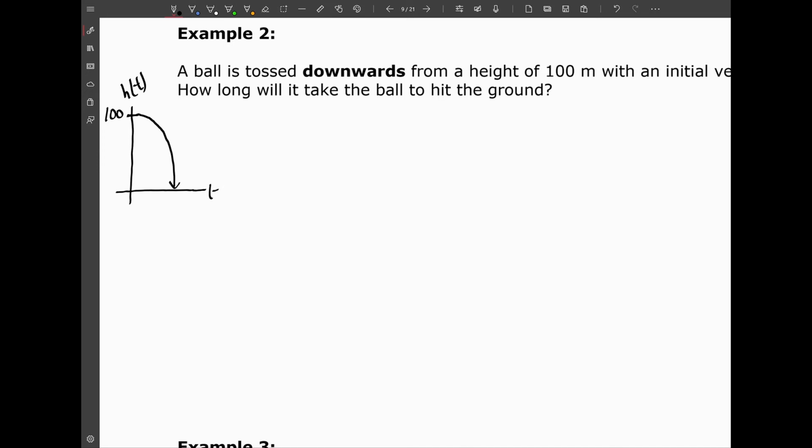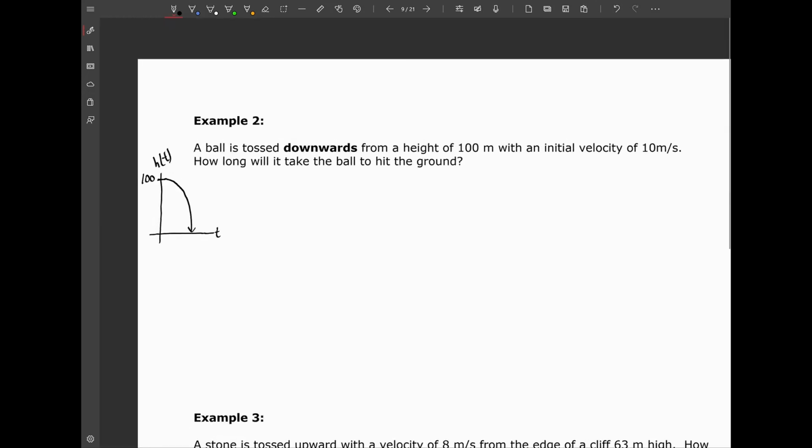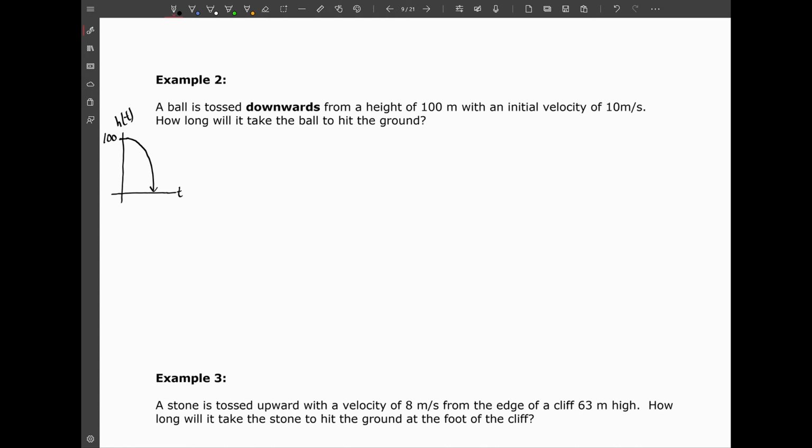I don't know why that looks like not a t, but it's supposed to be. That's t. So we're told that we have an initial velocity of 10 meters per second as it's being thrown downwards. And it wants to know how long will it take the ball to hit the ground. Okay, so keep in mind, hit the ground, that is when h of t equals 0. It hits the ground when the height is 0.